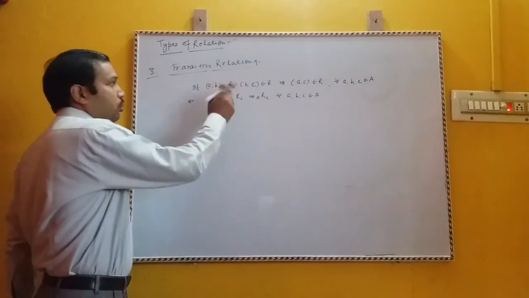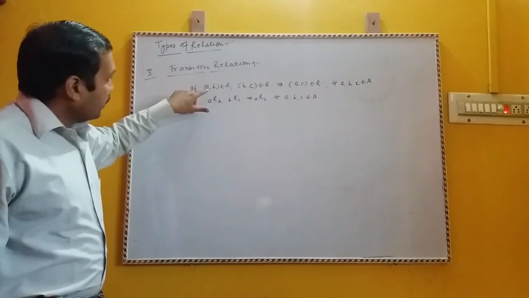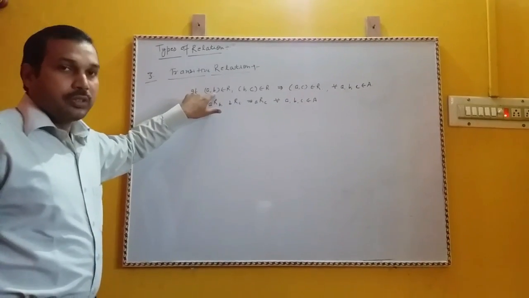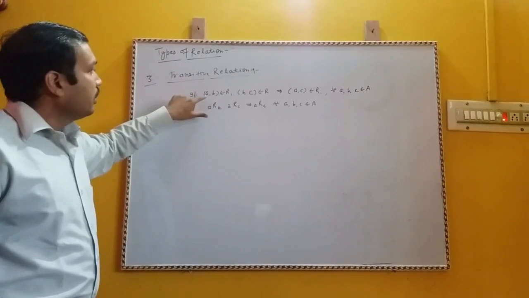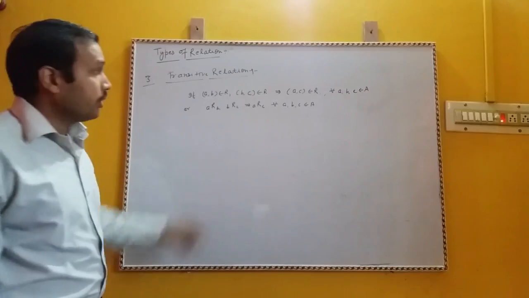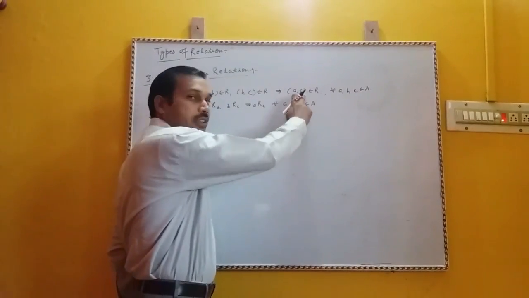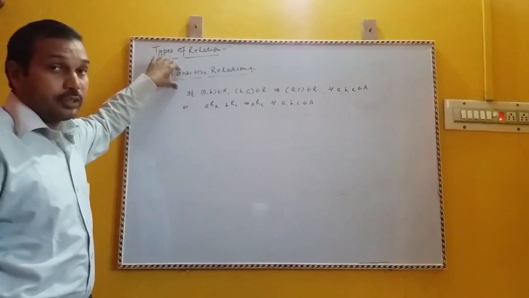In simple language, you can understand it like this. Let us consider the relation defined by "is a friend of". A is a friend of B, B is a friend of C. If A is a friend of C, then we can say that the relation is transitive.